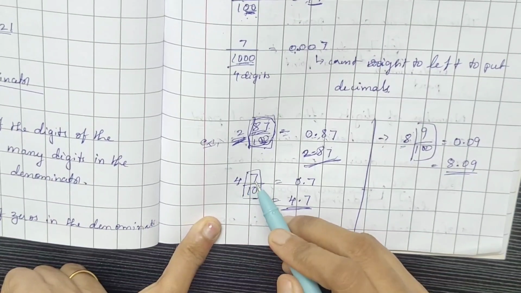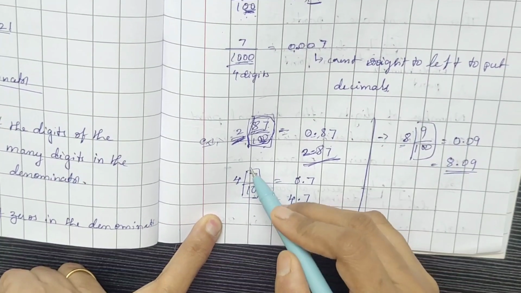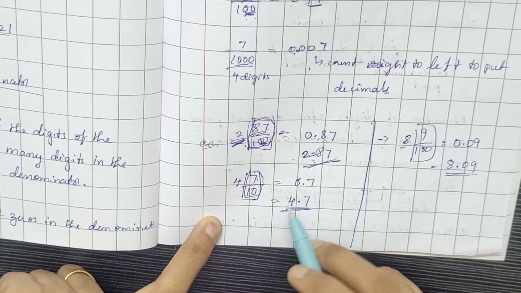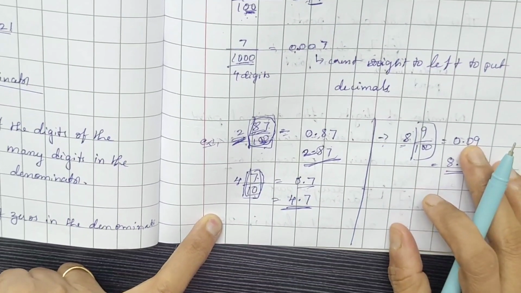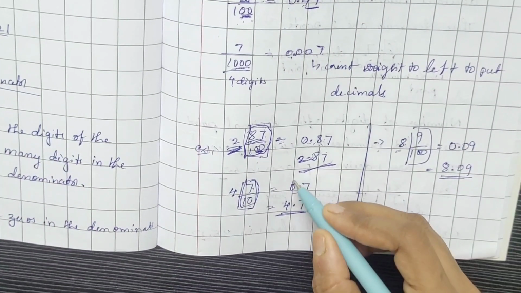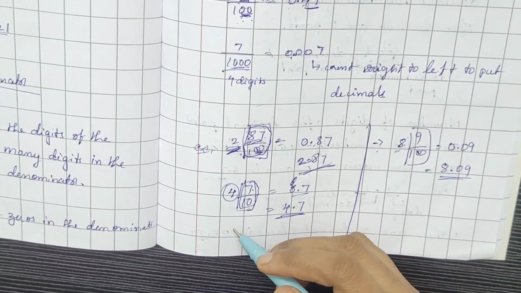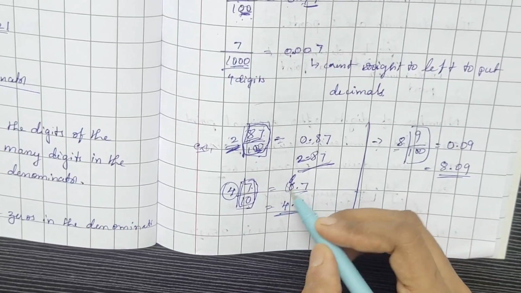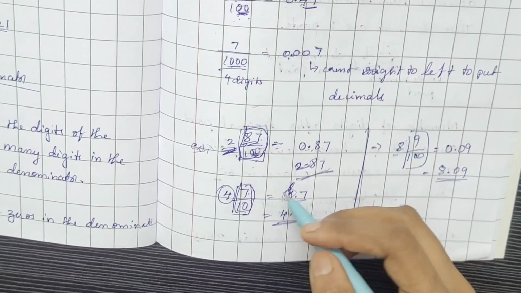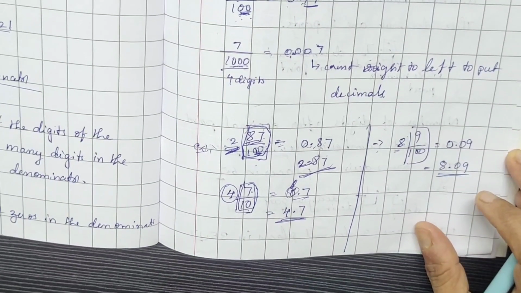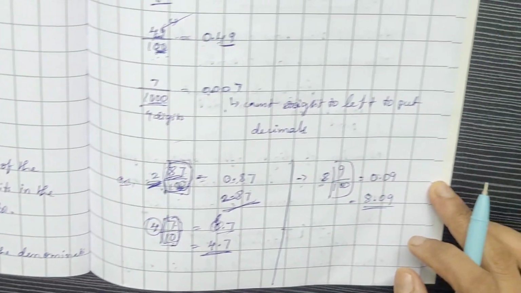Next example, 4 and 7 by 10. First we have to convert this 7 by 10 to 0.7. So instead of 0 we have a number, right? Here 0 is the whole number, but instead of 0 we put 4, the whole number, right?